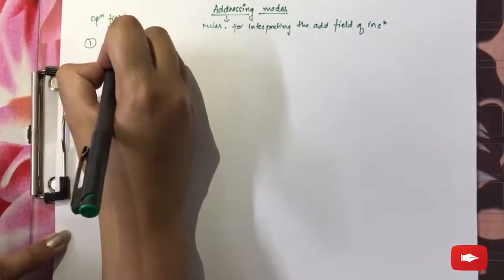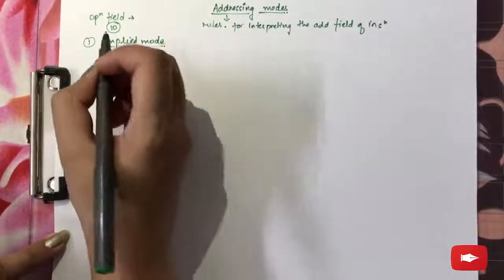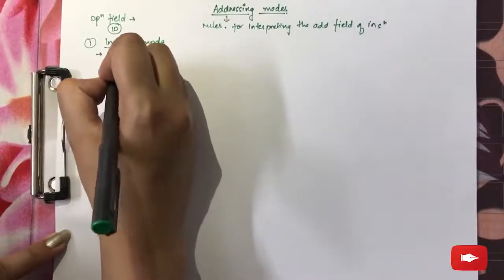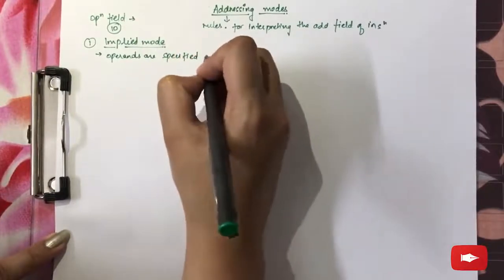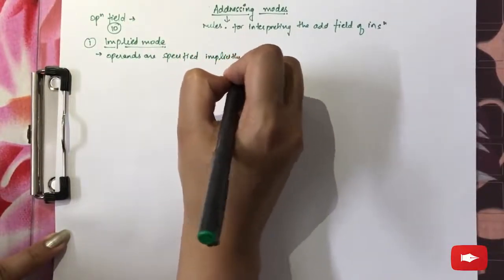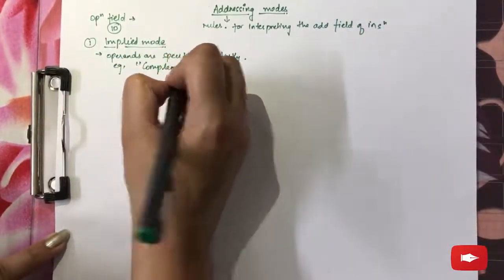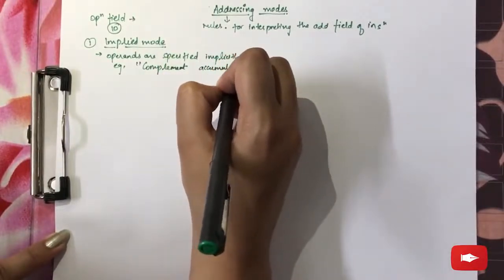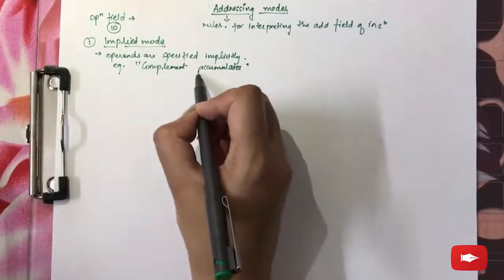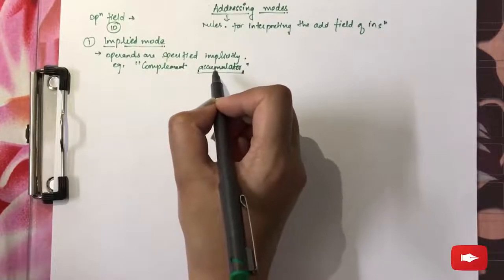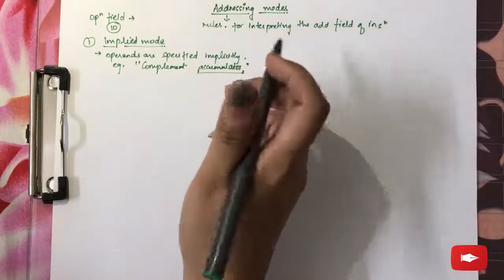Firstly, it is the implied mode. The first addressing mode is the implied mode. In this particular mode, the operands are specified implicitly. What does this mean? For example, if we write complement accumulator, in this instruction the accumulator is containing the operand, so it is specified in the instruction itself, therefore it is the implied mode.